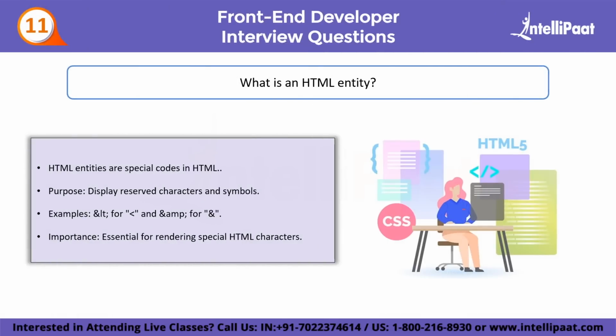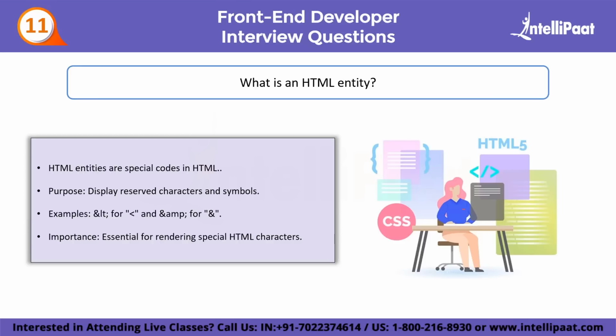Our next question is, what is an HTML entity? The answer to this question would be something like this. In HTML, an entity is a special code used to represent characters that have a specific meaning in web development. Entities are especially useful for characters that have a special function in HTML, like the less than and the greater than, which are used as tags, or characters that might not display properly in web browsers, like special symbols or non-English characters. Entities are written using an ampersand followed by a specific code and a semicolon.